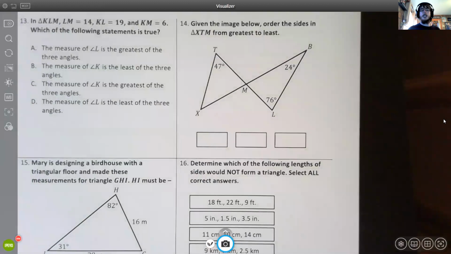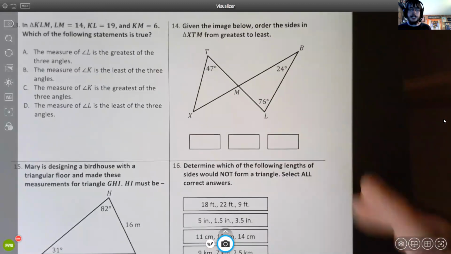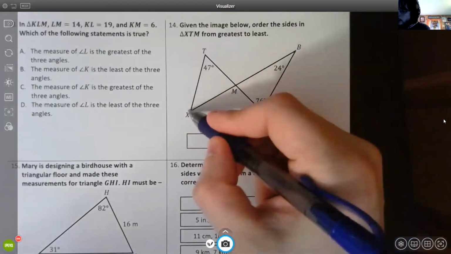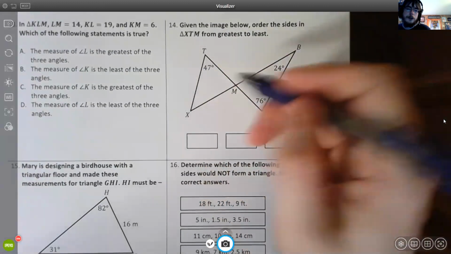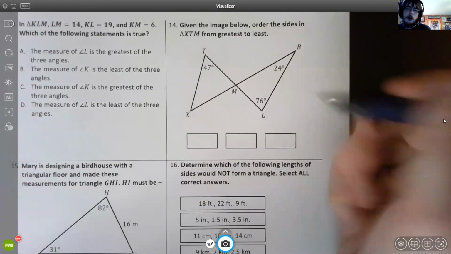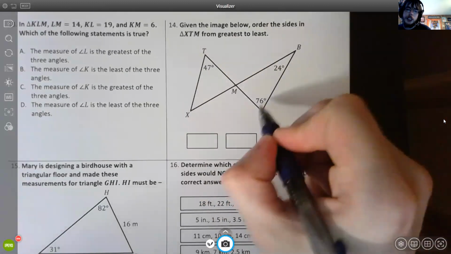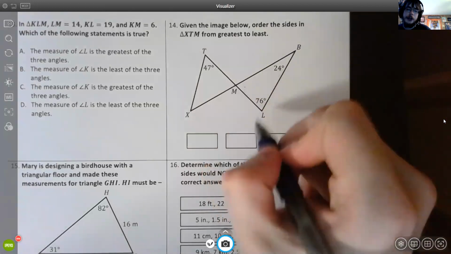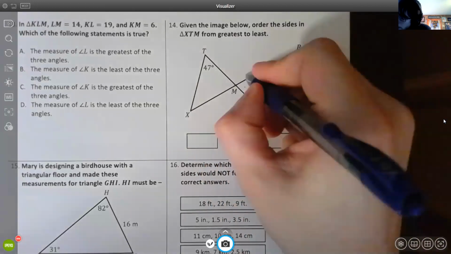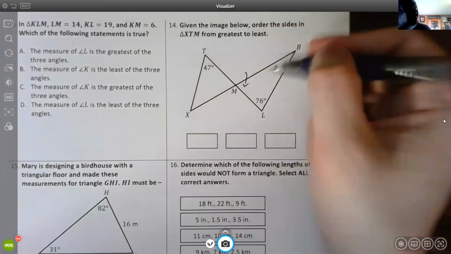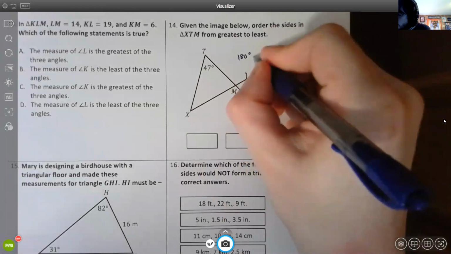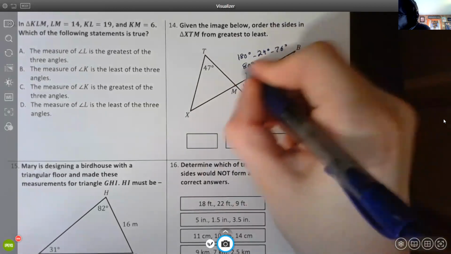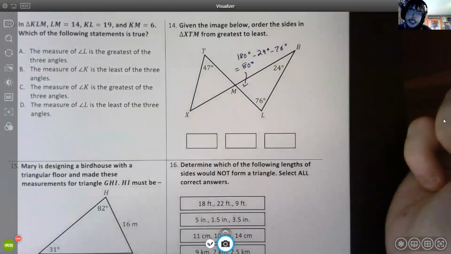So given the image below, order the sides in triangle XTM from greatest to least. So we need to find all of the angles for XTM first before we can order our sides. Well, you'll notice the angle B and angle L here are 24 and 76. So if we find this angle here, which we can, we know the sum of the angles in a triangle is 180 degrees. So 180 minus 24 minus 76, which gives us 80 degrees. So this angle here is 80 degrees.